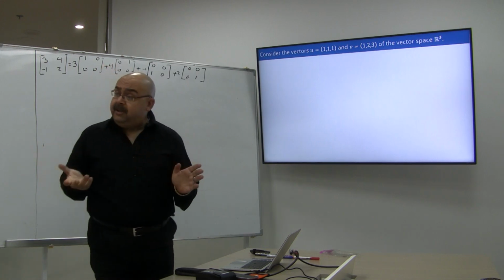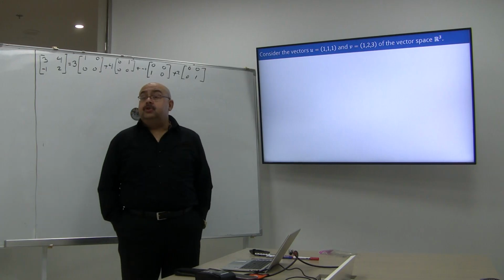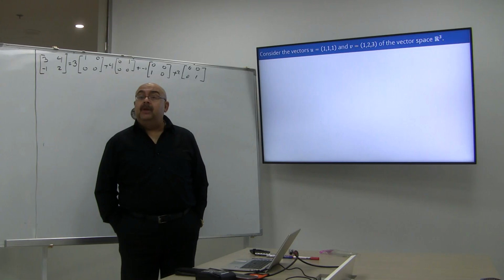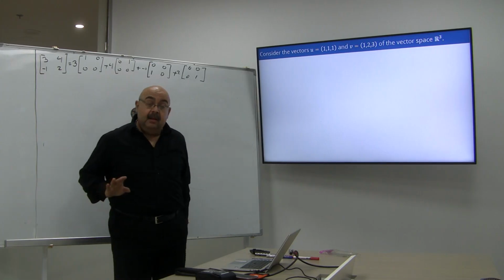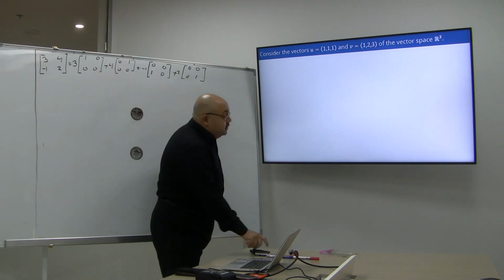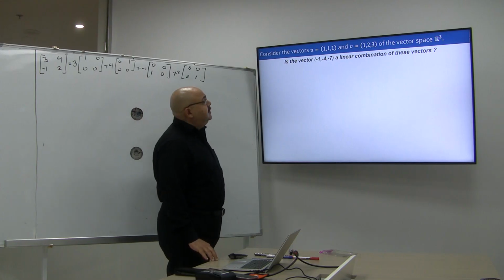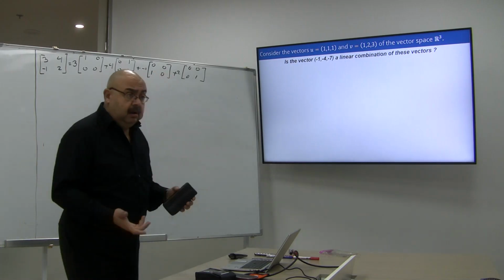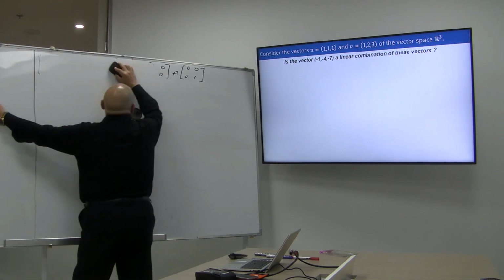Why should we go far? Let's look at this one. I have considered the vectors U and V. U is (1, 1, 1) and V is (1, 2, 3). These are two vectors belonging to R3. The question asks if the vector (-1, -4, -7) represents a linear combination of these vectors of the vector space R3. Let's see. Can we do it? I don't know, I'll try. How do I try? I will use the main formula.